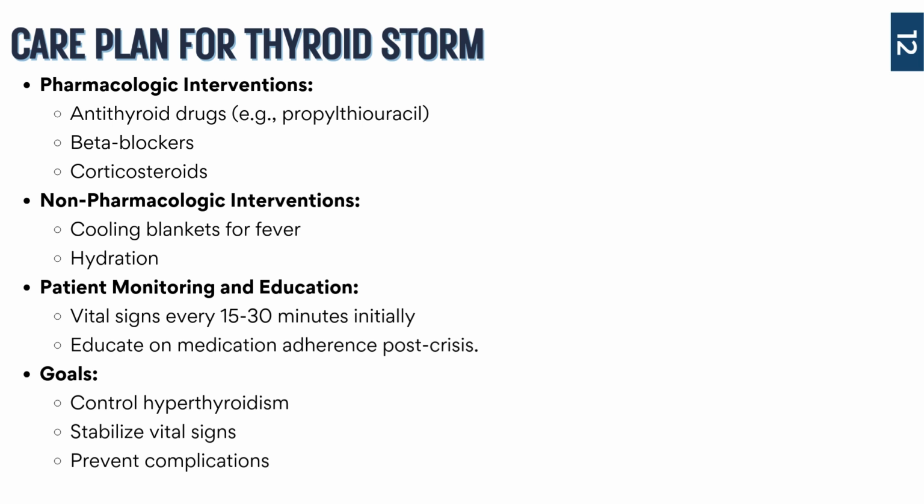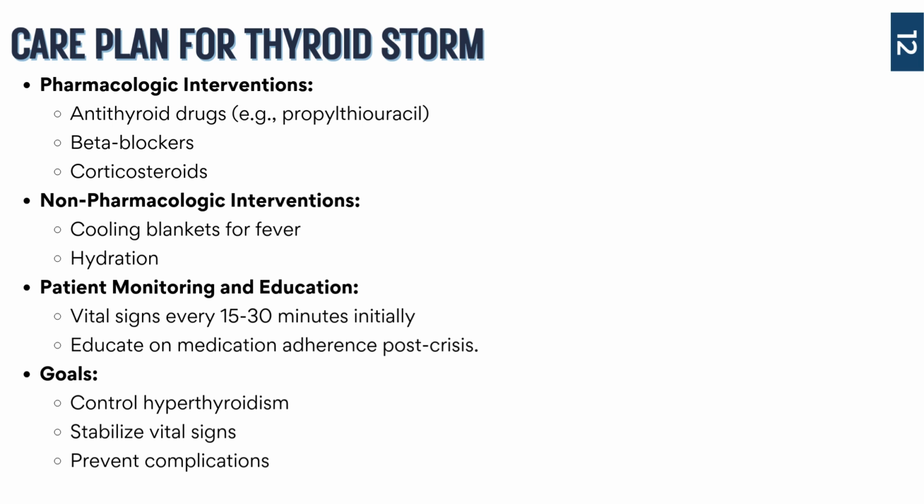Okay, so the care plan for a thyroid storm. We're going to be giving those meds. There's the meds spelled out right there. Anti-thyroid meds, beta blockers, corticosteroids. We're going to be suppressing things, okay, so that we can calm the body system down, right? We're going to be cooling them down, giving hydration.